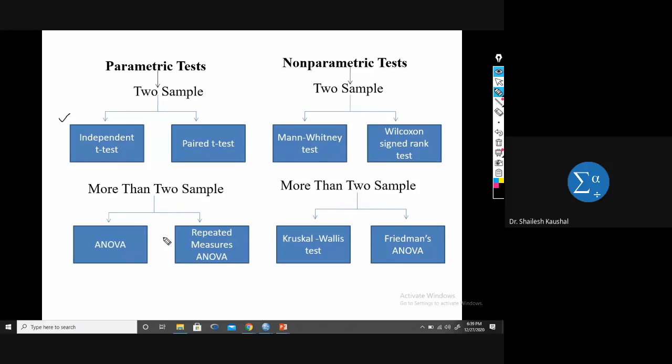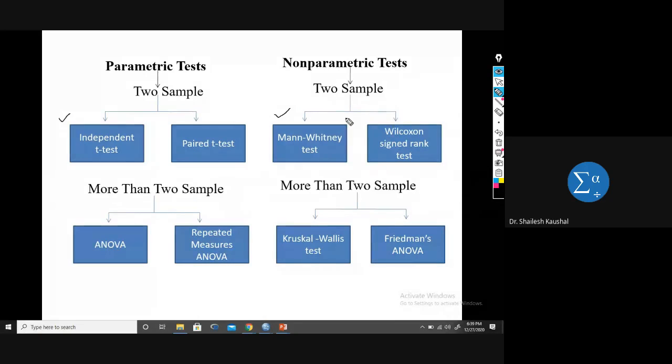If for independent t-test my assumptions are not fulfilled, then we go for the equivalent non-parametric test. This is the non-parametric Mann-Whitney U test. Why are we using this test? Because my data is not normal, not homogeneous. That is why we are using the Mann-Whitney U test. The Mann-Whitney U test also serves the same purpose as the independent t-test.